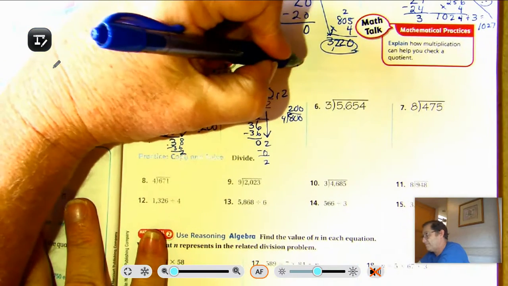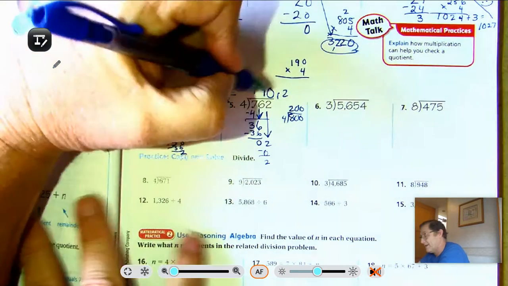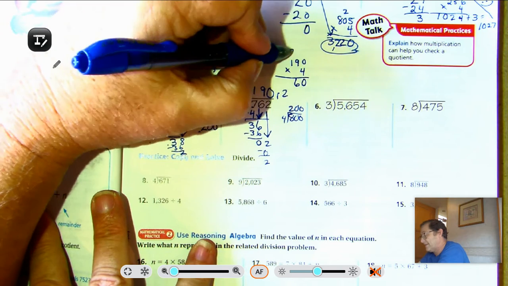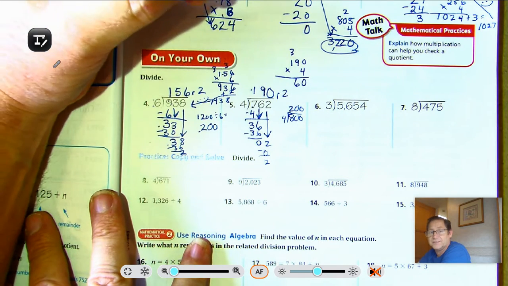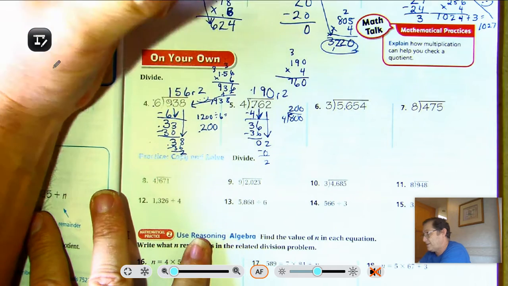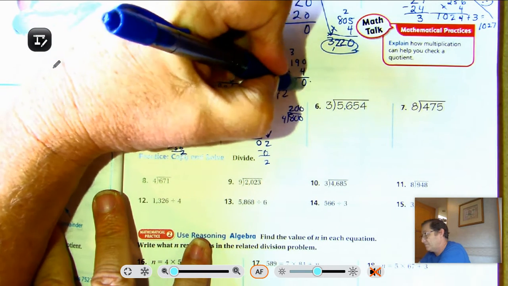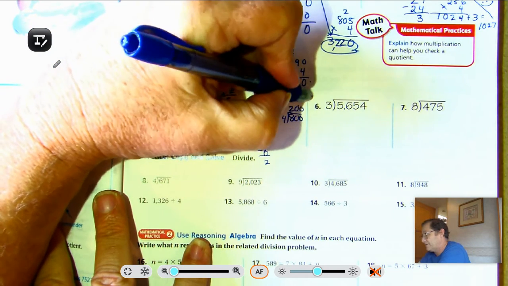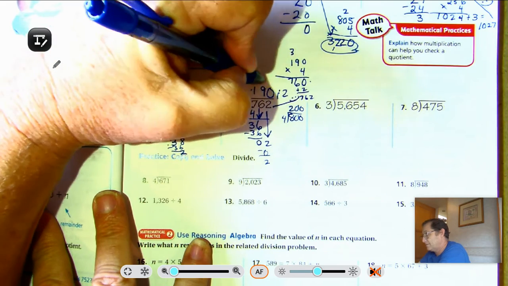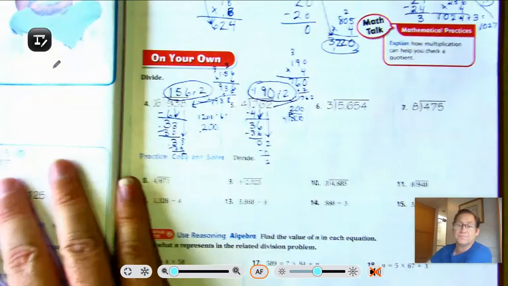I can check that by multiplying the quotient by the divisor and then adding any remainder. 4 times 9 is 36 10s. Regroup that as 300s and 6 10s. 4 times 100 is 400, plus 3 more is 760. There is a remainder of 2. So 762 does match the dividend. So our answer is 190, remainder 2.